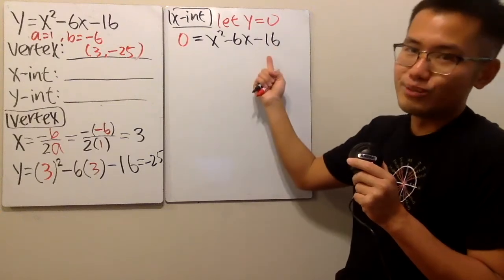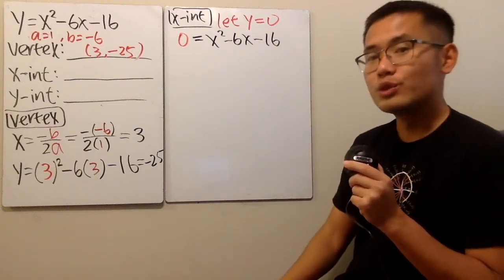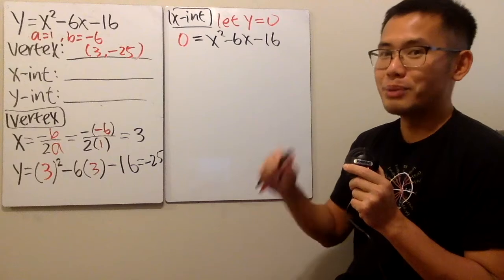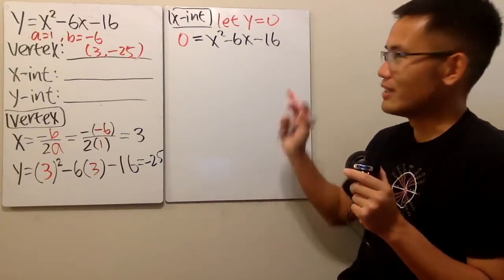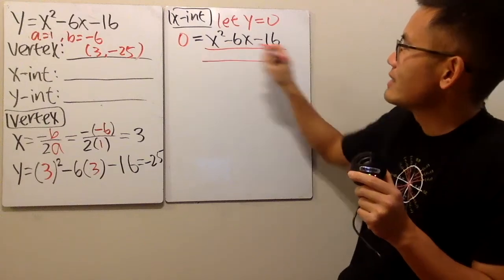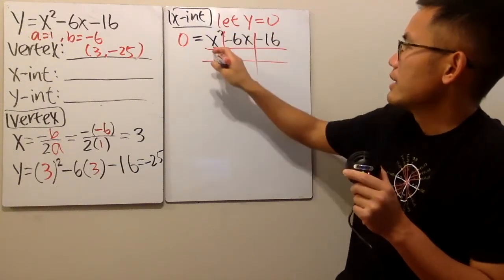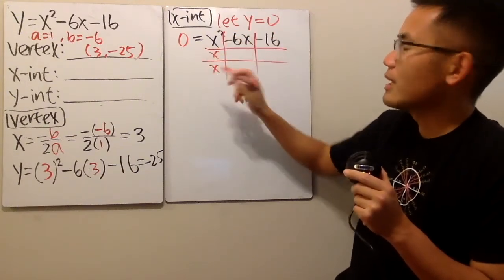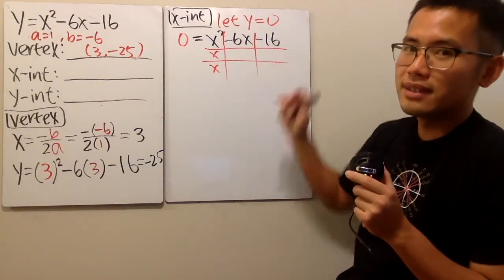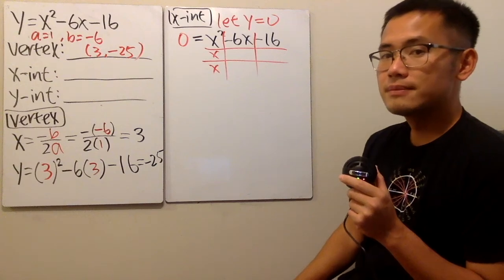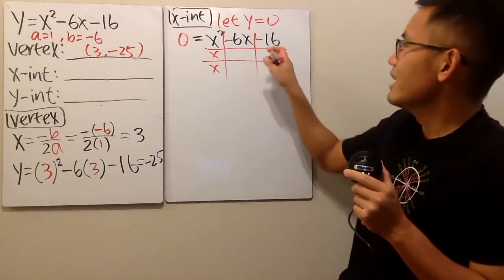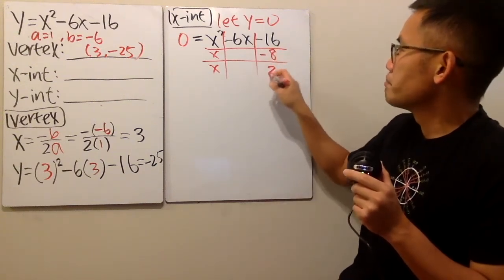Here we have 3 terms. So to solve this, we will just do it by factoring. And when you factor it, you can use the tic-tac-toe method for 3 terms. So go ahead and do this. All right, we know x times x is x squared. That's good. Then what times what will give you negative 16? Together, they have to add up to be negative 6. Well, the correct answer for this is negative 8 times positive 2.